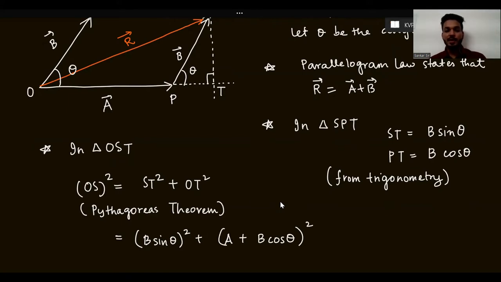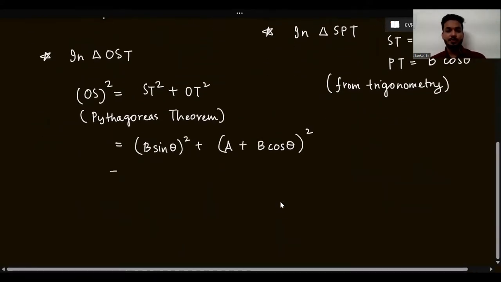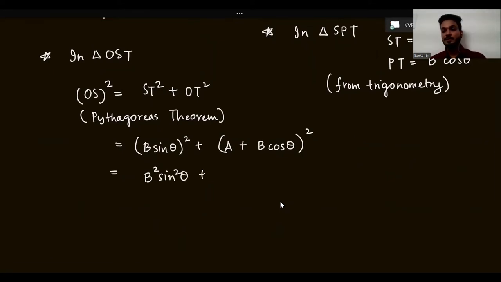Now, when I square these two terms, this will become B square sine square theta, and this one I am opening using A plus B whole square, which is A square plus B square plus twice AB. So this will become A square plus B square cos square theta plus twice AB cos theta.